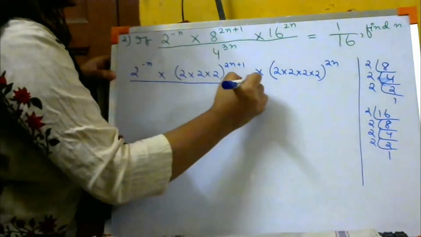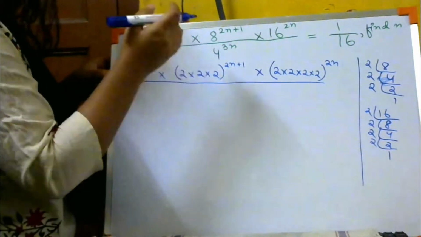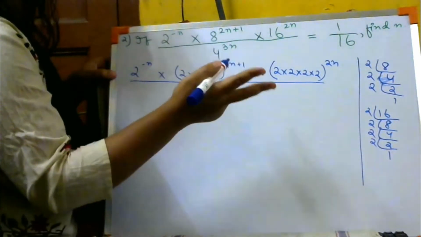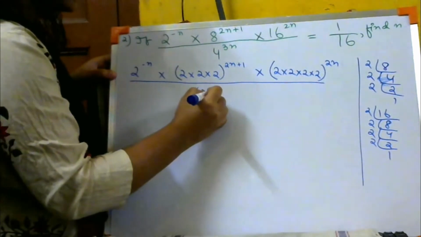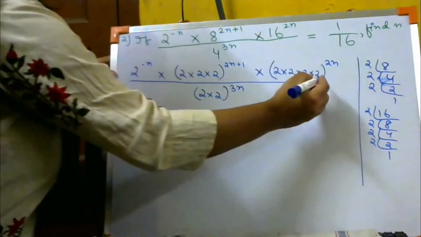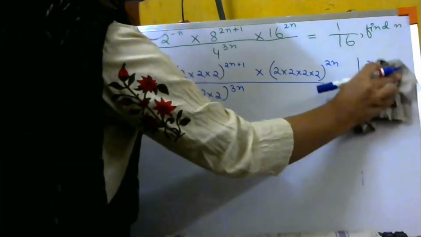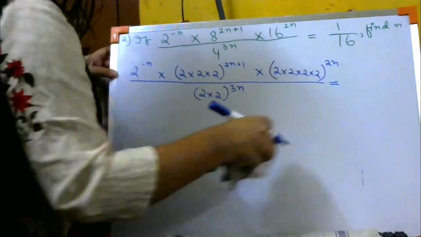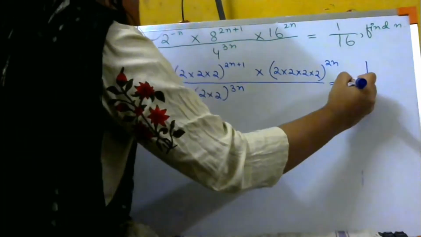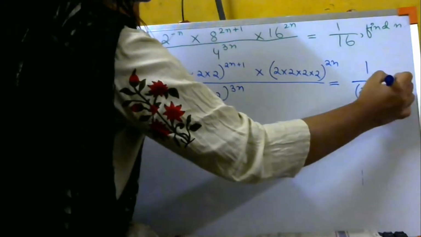Divided by 4. 4 कैसे चेंज करते हैं ये तो सबको पता है कि 2 into 2 is 4, मतलब 2 को अगर 2 बार लिखते हैं तो 4 आएगा. So 2 into 2 to the power 3n. Clear? और equals to, यहाँ पे 16 था, equals to 16 we just now did कि 2 को अगर 4 बार लिखते हैं तो 16 आएगा, isn't it? So equals to 1 by 2 into 2 into 2 into 2.